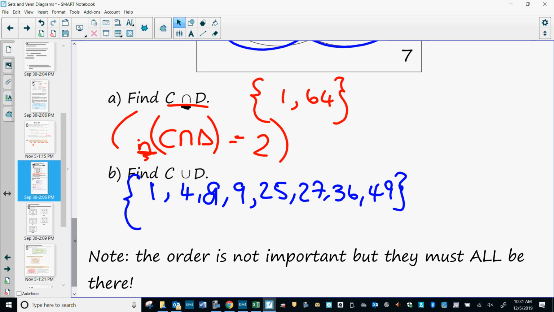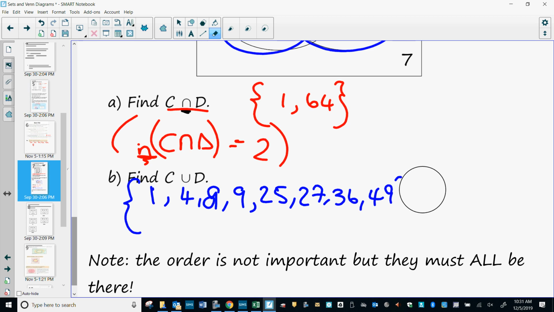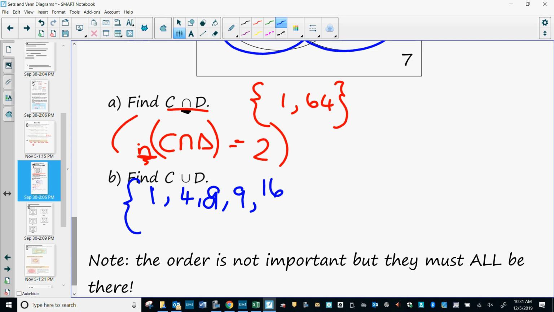Did I miss 64? Yes. Oh, Miss Harrison. You mean this one, 16? Did I miss 16 as well? Yes. Oh, shush now. Oh, I missed it too.